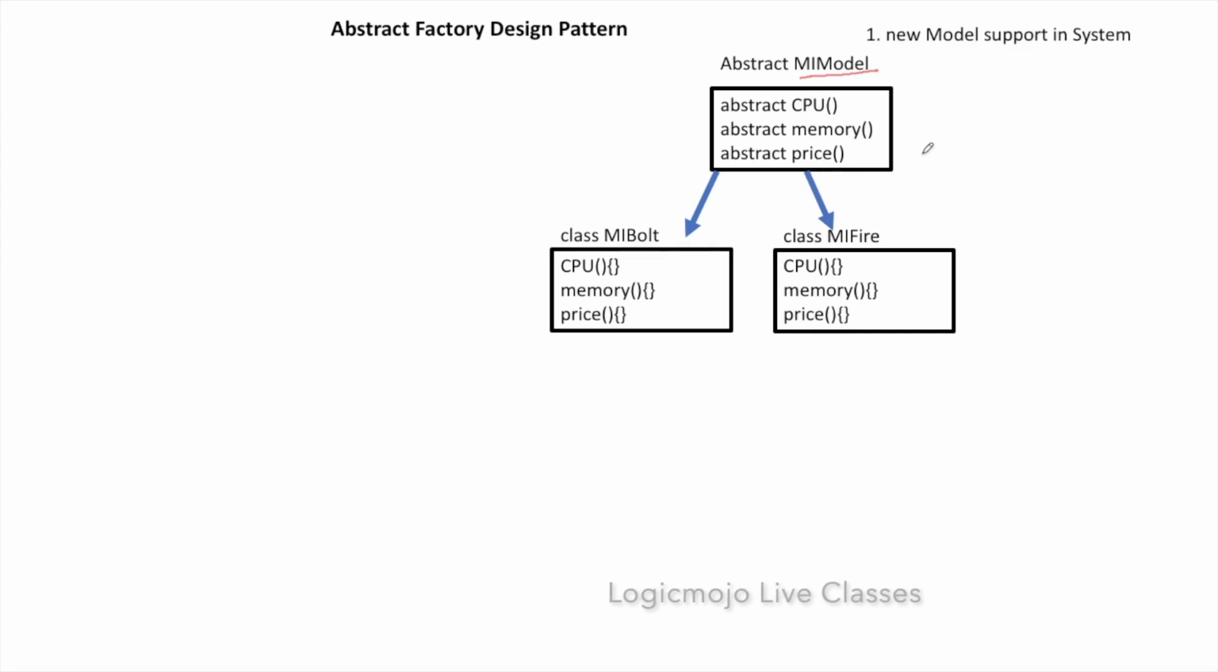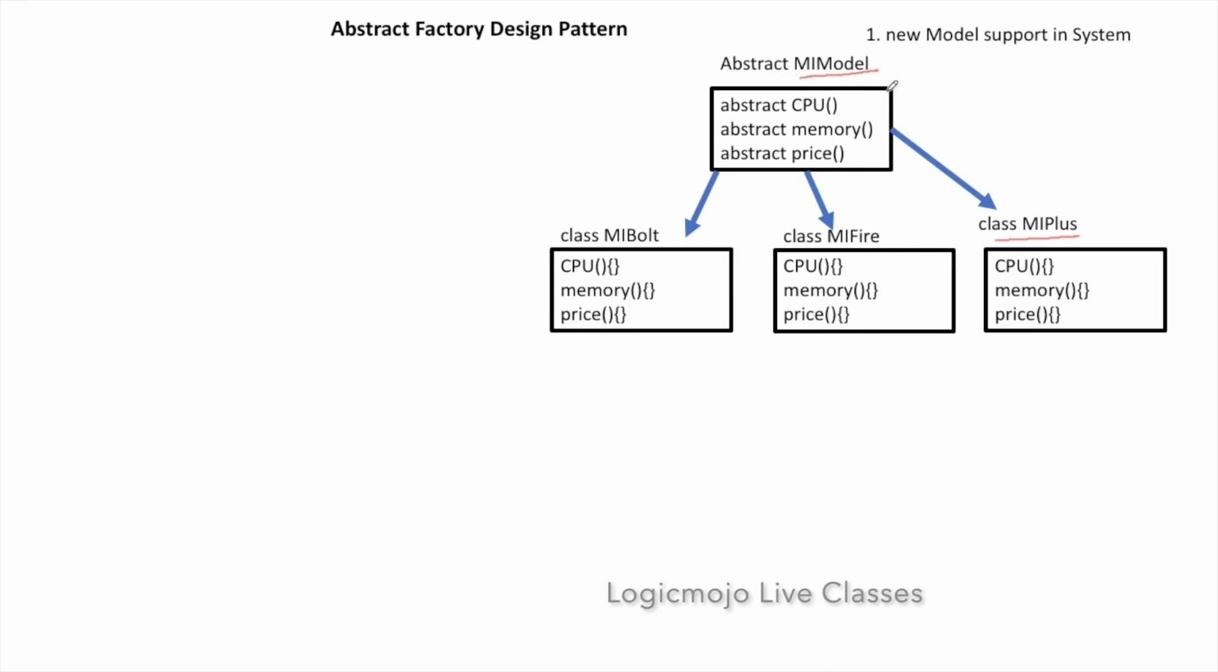Now we introduce one more model in our system, that is MI Plus. So we create a new derived class, MI Plus. It also extends the main parent class, the abstract MI model, and it implements all three abstract methods differently in its class. So we introduce one new model, MI Plus, and then we have the factory.